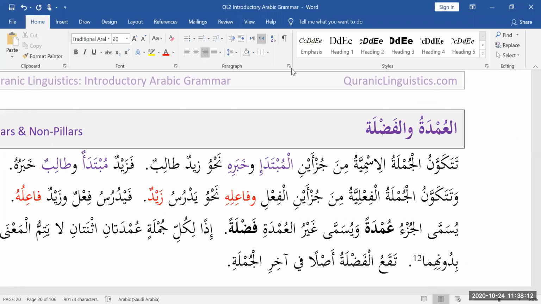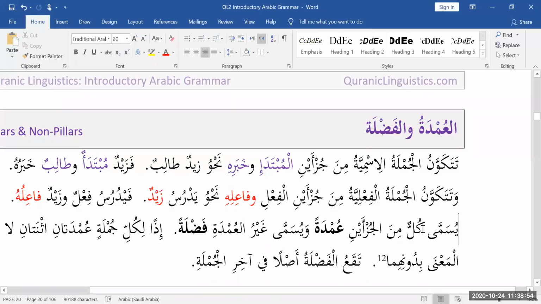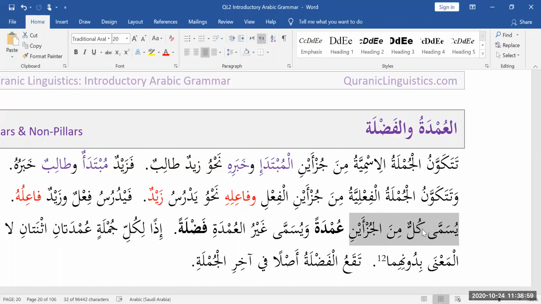I'm going to rephrase this a little bit. يُسَمَّى كُلٌّ مِنَ الْجُزْئَيْنِ. Both of the parts are called عُمْدَةً. Each one is a pillar. عُمْدَة means pillar. وَيُسَمَّى غَيْرُ الْعُمْدَةِ فَضْلَةً. And anything that is not a pillar is called a فَضْلَةً. These two are important terms, pillars and non-pillars, al-umda and al-fadla. So if anything is not a pillar, it must be a fadla.